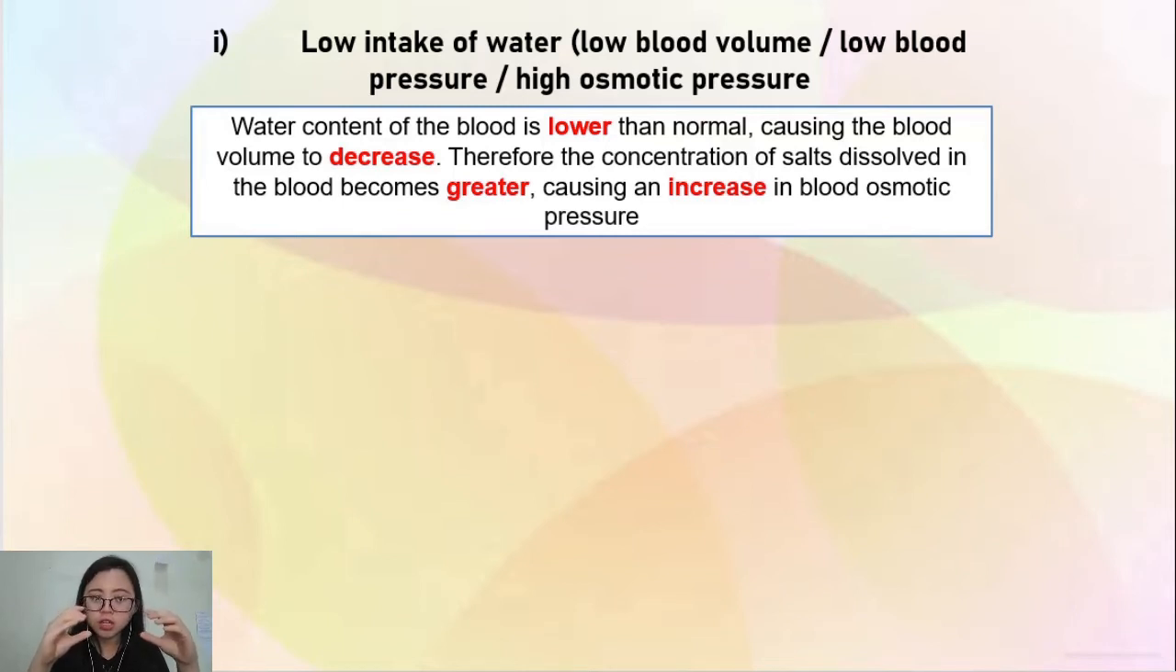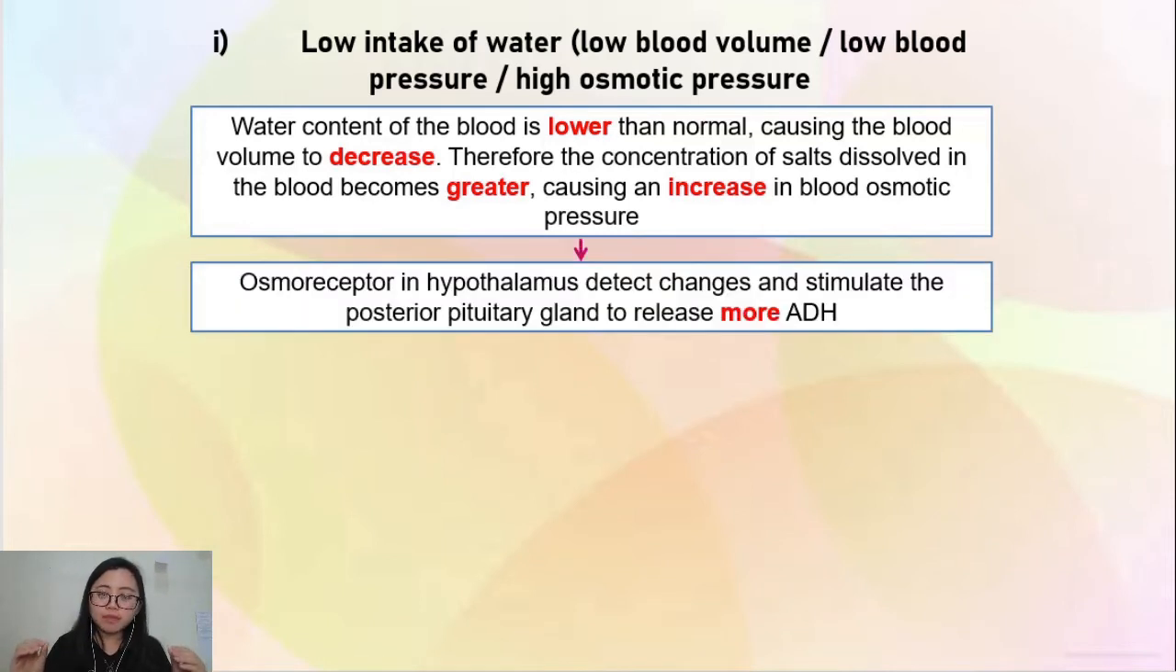Concentration of salt dissolved in the blood become greater, means darah makin pekat. So this will cause an increase in blood osmotic pressure. What happens next is the osmoreceptor in your hypothalamus will detect the changes and stimulate the posterior pituitary gland to release more ADH. Osmoreceptor itu dia dapat detect there is increase in blood osmotic pressure, time to make ADH.